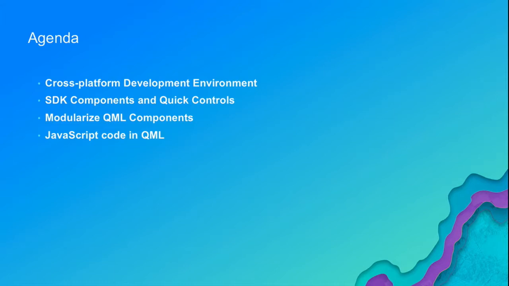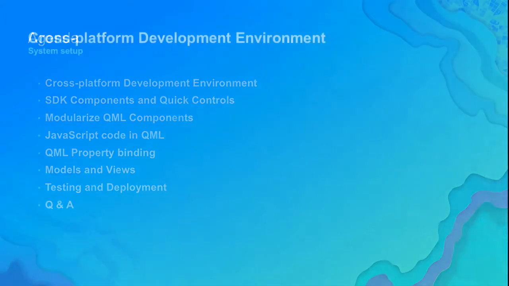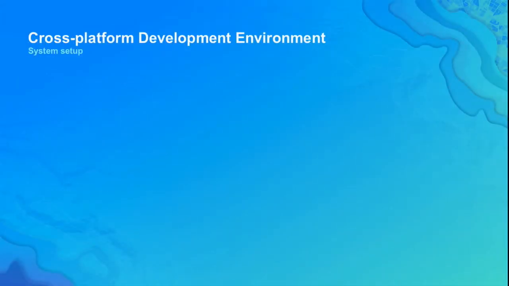JavaScript code in QML. QML runs on top of a JavaScript engine, so you can use JavaScript right in your QML code. I'll give some examples of that. QML property binding is really the meat of the UI updates, and I'll show you how that works. And models and views is another important aspect of using some data to update your view, and how that's nicely integrated right into Qt and QML. Hopefully we'll have some time to do some testing and deployment onto my iOS device, and then we'll finish it up with some questions and answers.